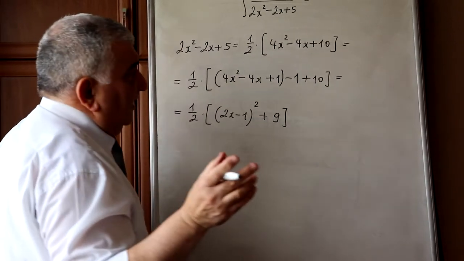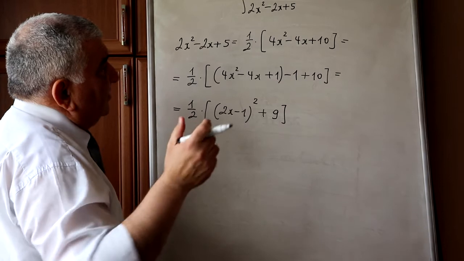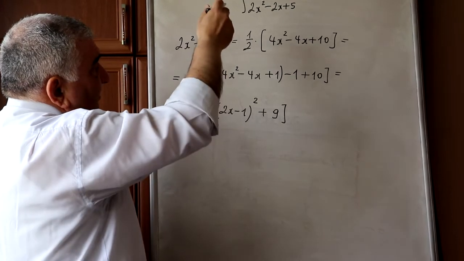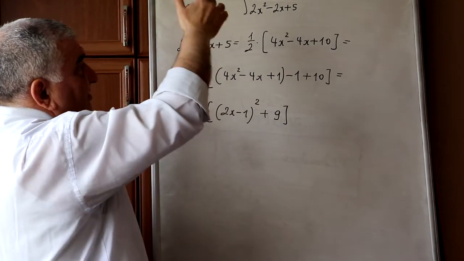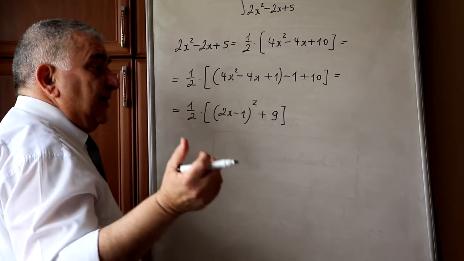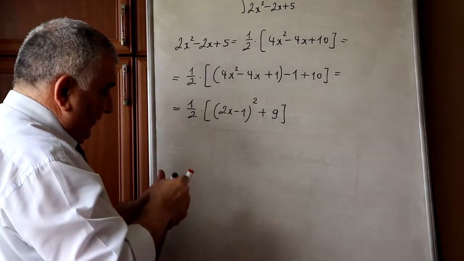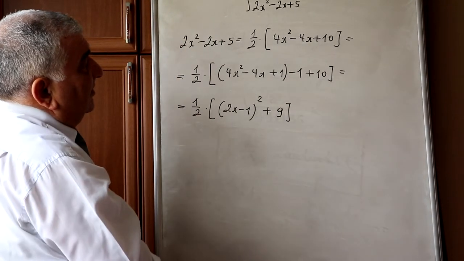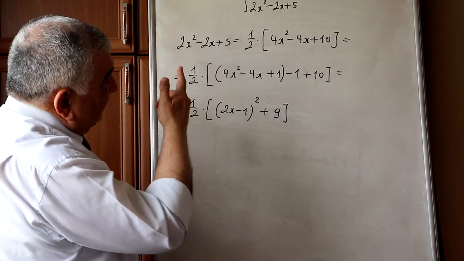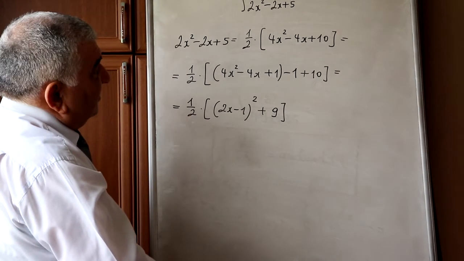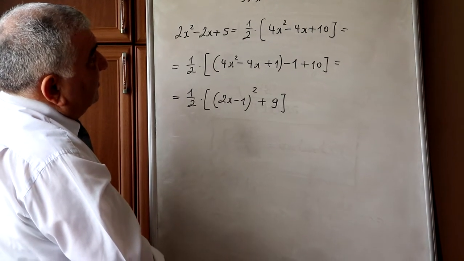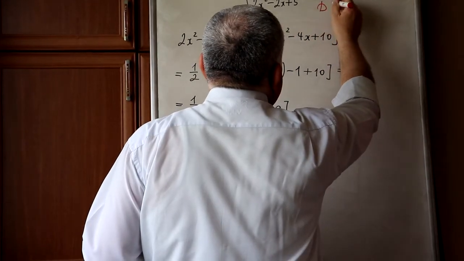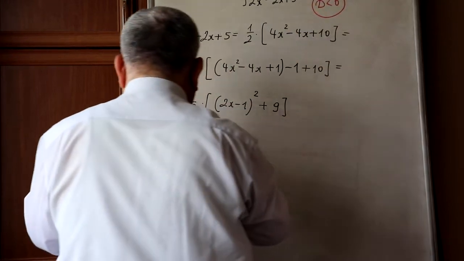And you must know that the completing the square method for arctangent is used only for those integrals in the denominator of which the discriminant is negative. Discriminant must be negative.